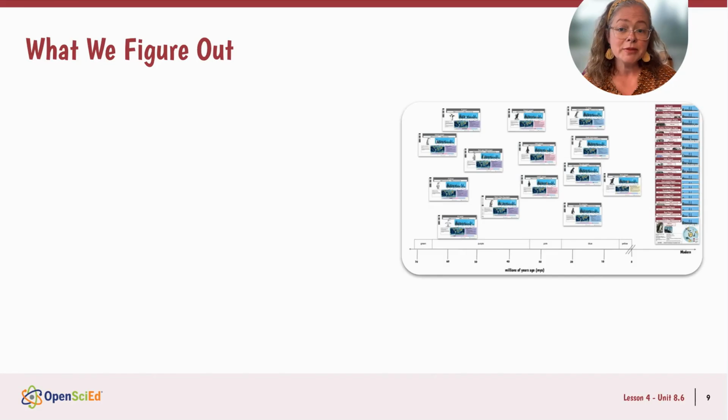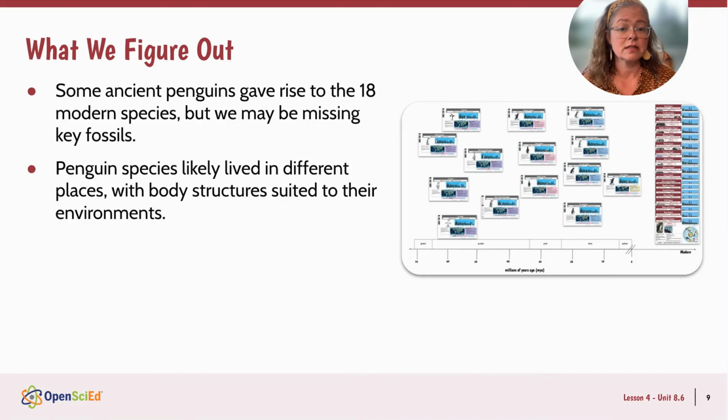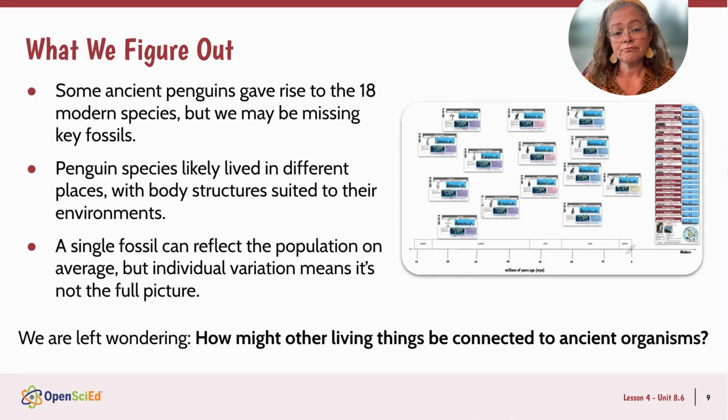From all of that, we are able to figure out some ancient penguins give rise to the 18 modern species, but we may be missing some key fossils. Penguin species likely lived in different places with body structures that were suited to the environments they lived in. And a single fossil can reflect the population on average, but individual variation means it's not the full picture. So we're left wondering, how might other living things be connected to ancient organisms?